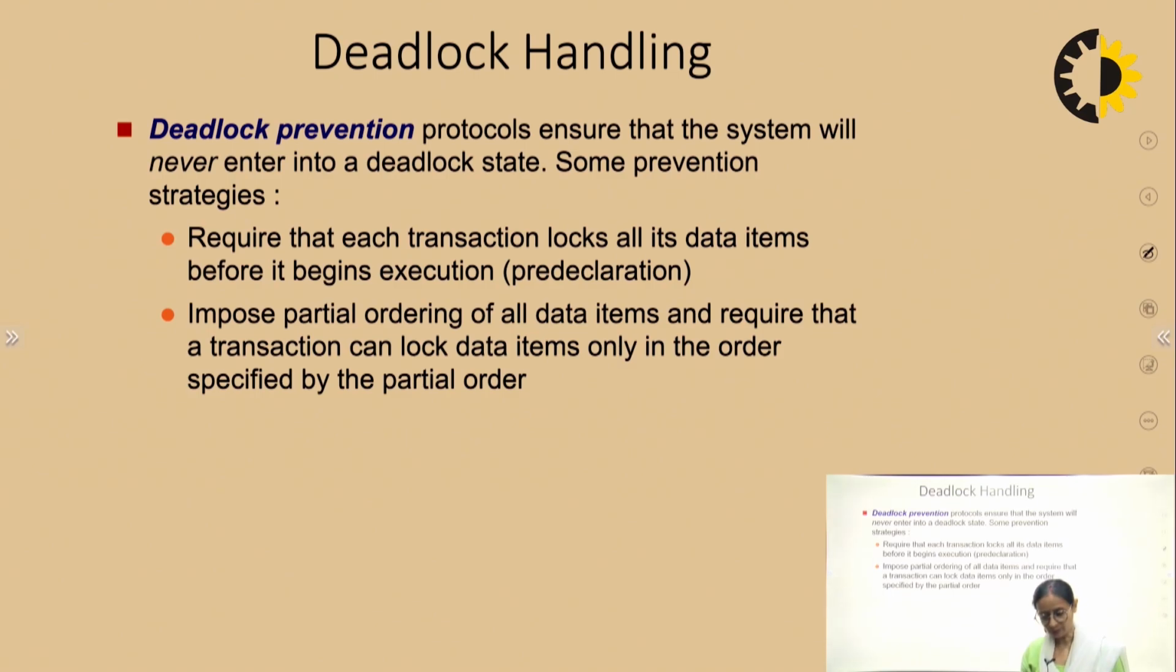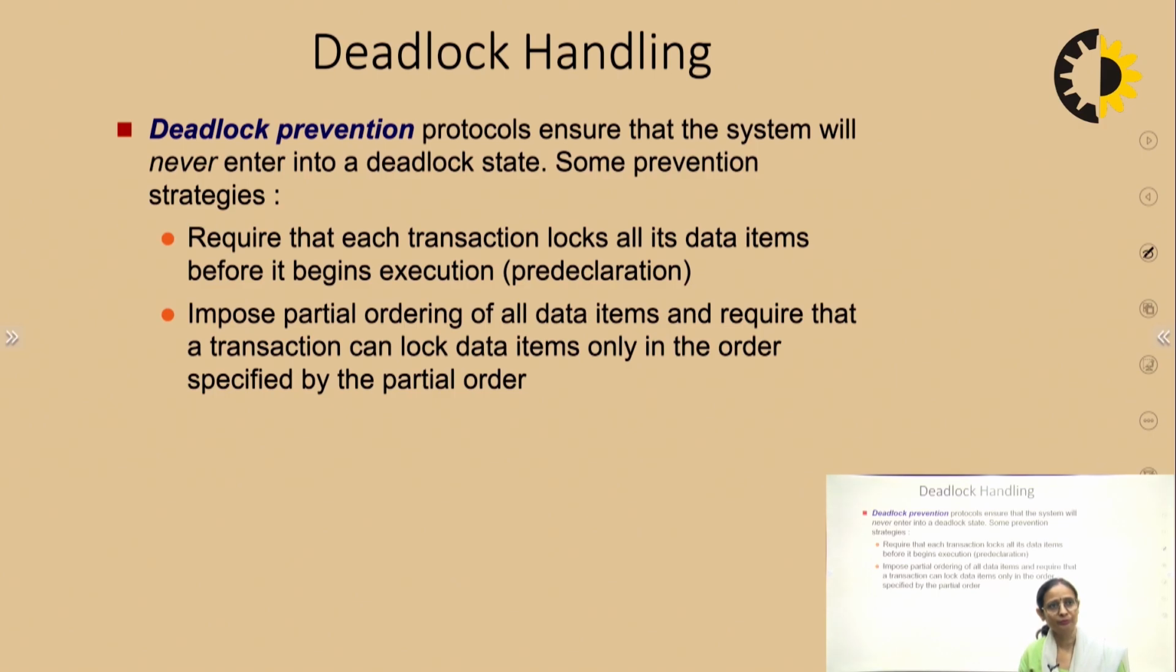The very first algorithms we are going to discuss are the deadlock prevention protocols. What are the prevention protocols? They ensure that the system will never enter into the deadlock state. So some prevention strategies need to be taken into consideration. The prevention algorithms say that we will never let our system go into the deadlock state before the actual running of the transactions on the database. It's best to first see whether our system will go into the deadlock state if we go with the actual execution.